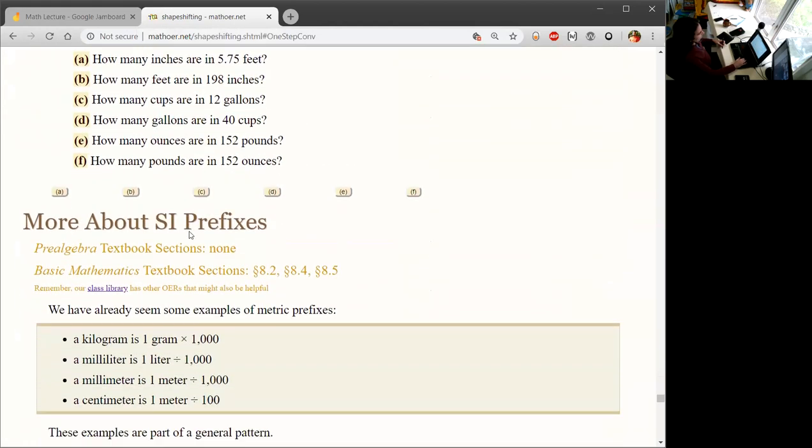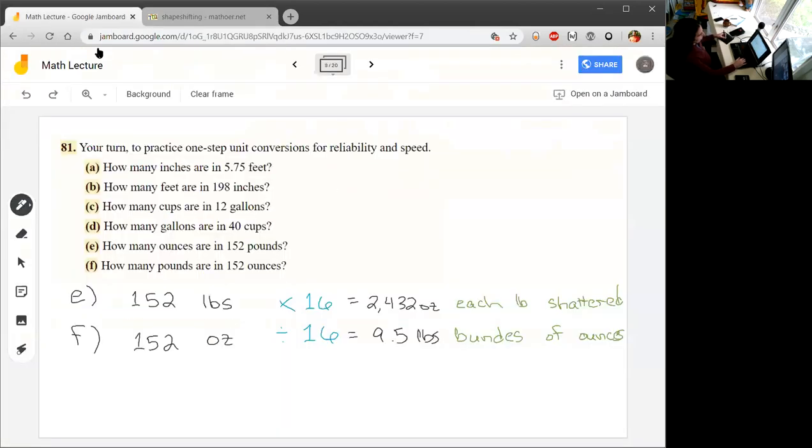Okay, so we're doing that because it's not the best system. If I ask you how many inches are in a mile, we're not quite ready for that yet. But I'm working on your intuition of when things are getting bigger with multiplying and when things are getting smaller with dividing. Are we shattering things or bundling things?